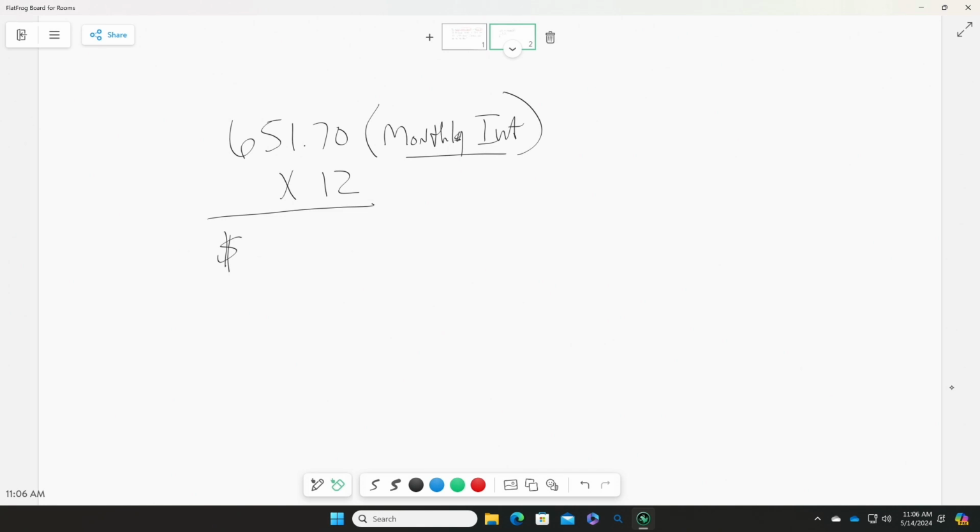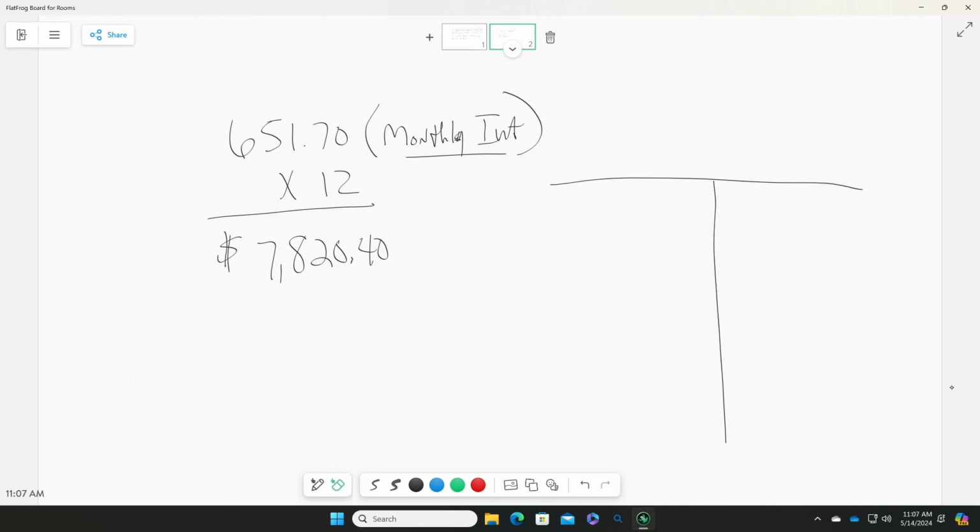All right, so $651.70, and we want to multiply that times 12. That gives me $7,820.40. Now, let's just double check. 651.70, that's the right number. So 651.70 times 12 gives you 7,820.40. I always like to double check.